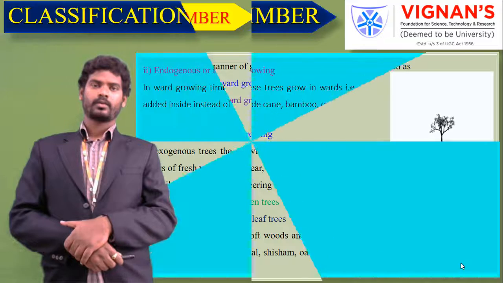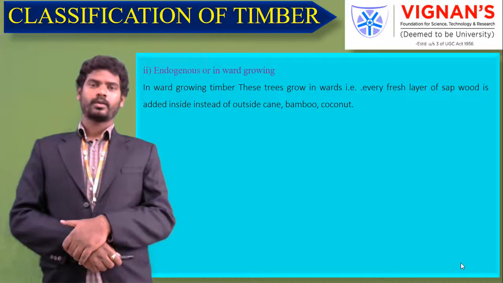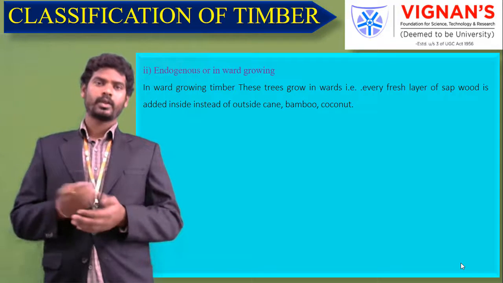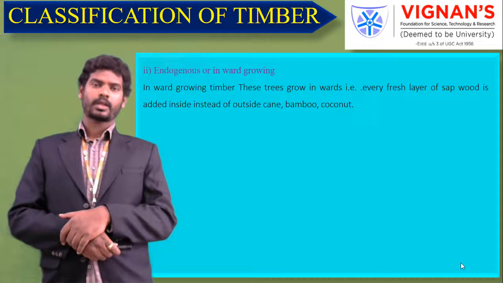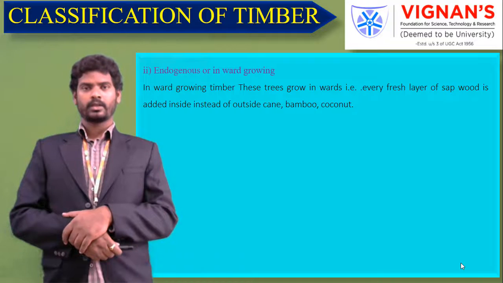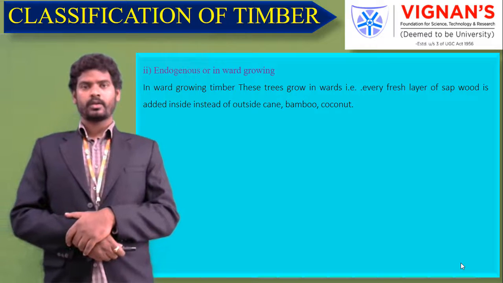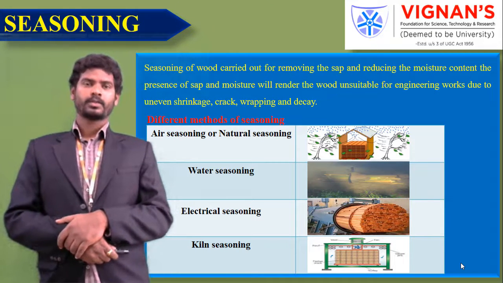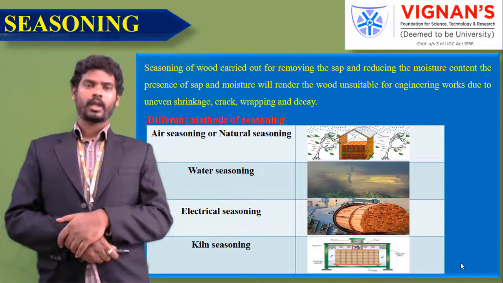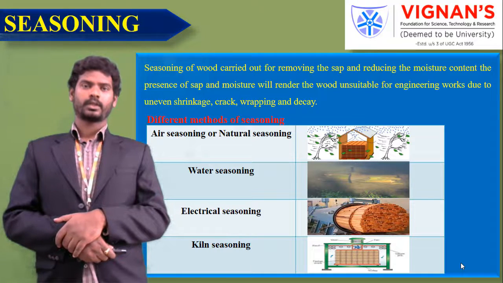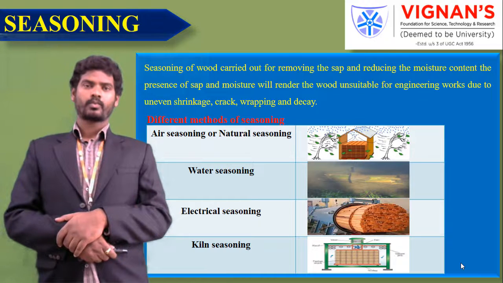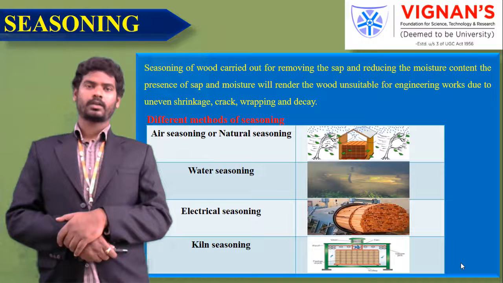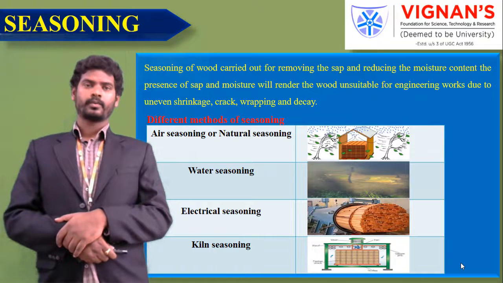The next one is endogenous or inward growing. These trees grow inward; every fresh layer of sapwood is added inside instead of outward. For example, bamboo, coconut. Next one is seasoning of timber. Seasoning of timber is nothing but the process of drying or removing the moisture or sap present in freshly cut timber under more or less controlled conditions. Freshly cut timber contains a large quantity of moisture, roughly from 100 to 200%, based upon dry weight of the wood. If the timber is used without seasoning, it is liable to shrink, warp, and crack.